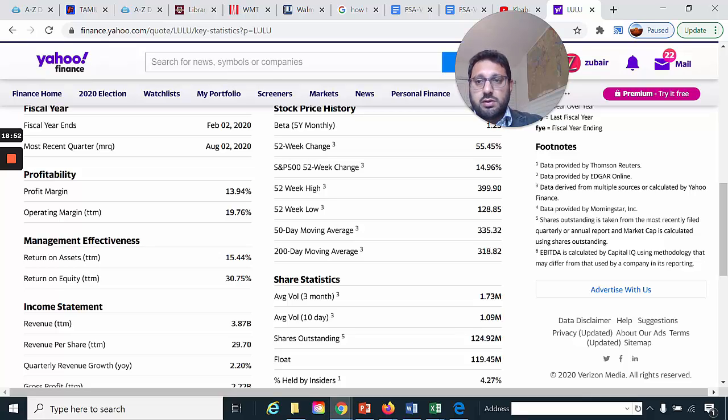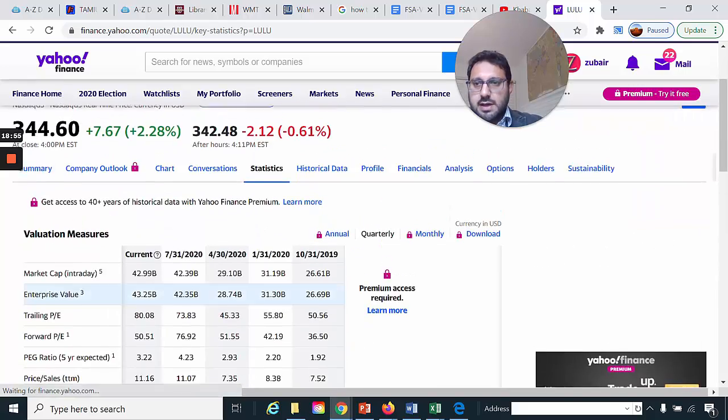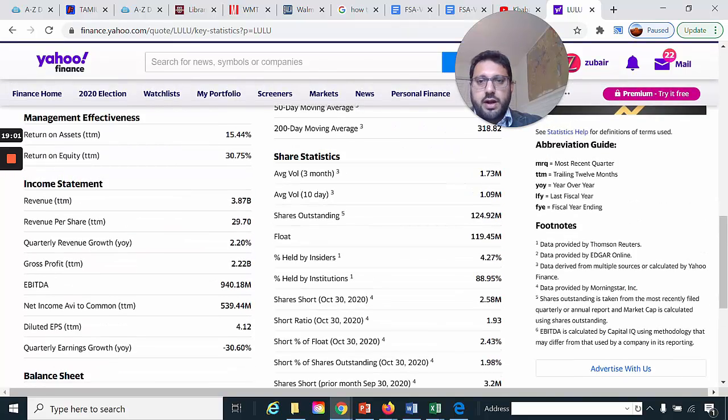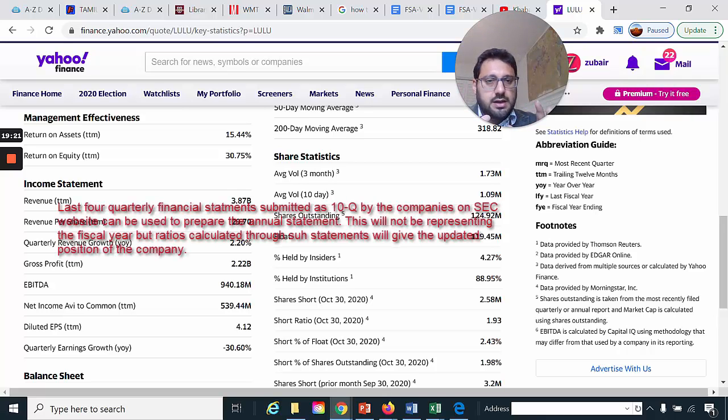This is Lululemon Athletica, if you see it over here. So this number is different and more accurate, 15.44% and 30.75%. But why is this number different from mine? Because my data is basically in the distant past, and that's not the updated data. This is TTM, trailing 12 months. So the last 4 quarterly statements' numbers have been taken by the analyst, and then an annual statement has been made, which does not represent the fiscal year of Lululemon, but that gives us more up-to-date data.